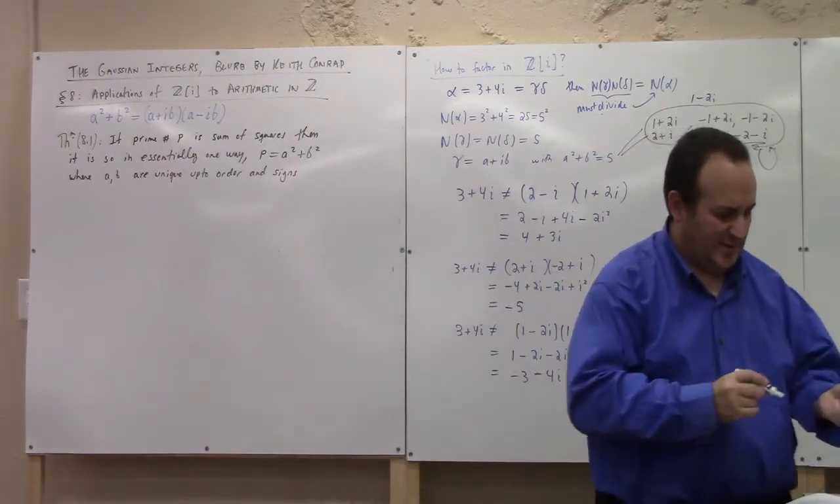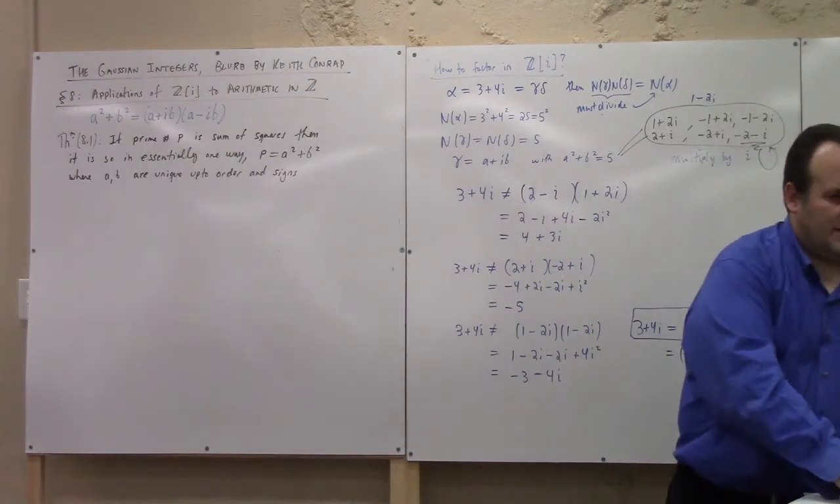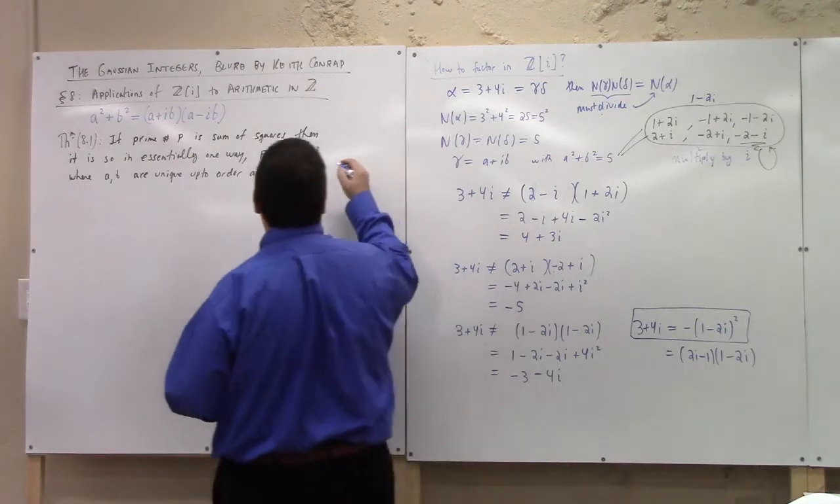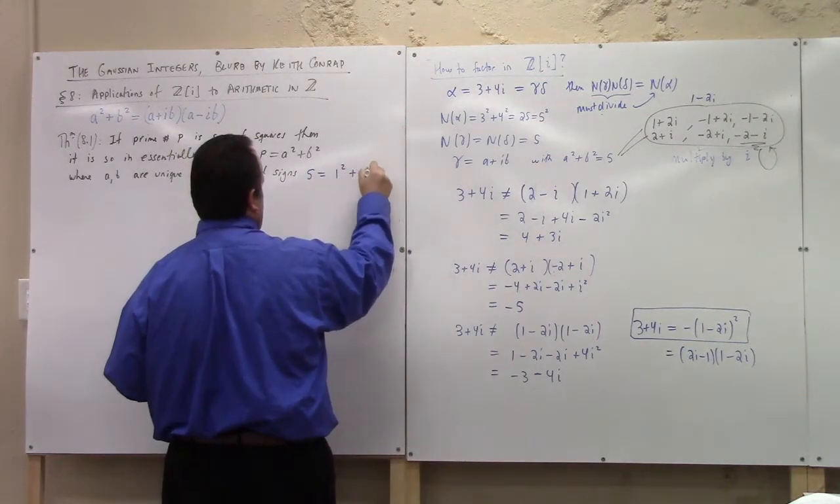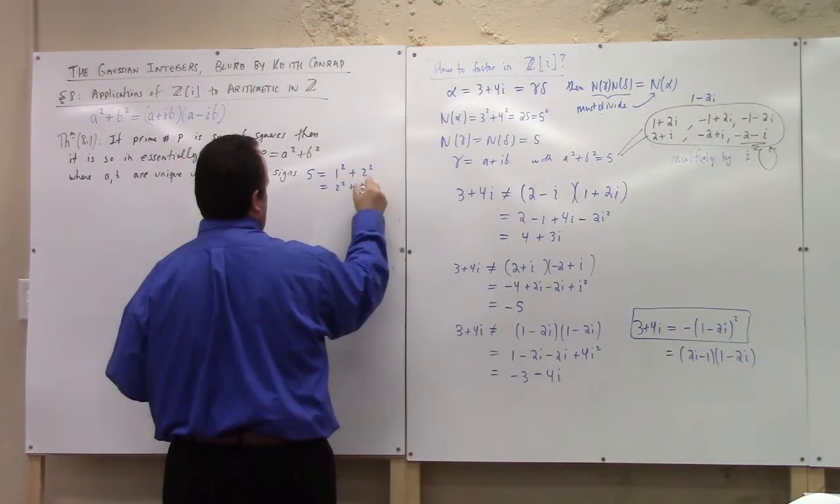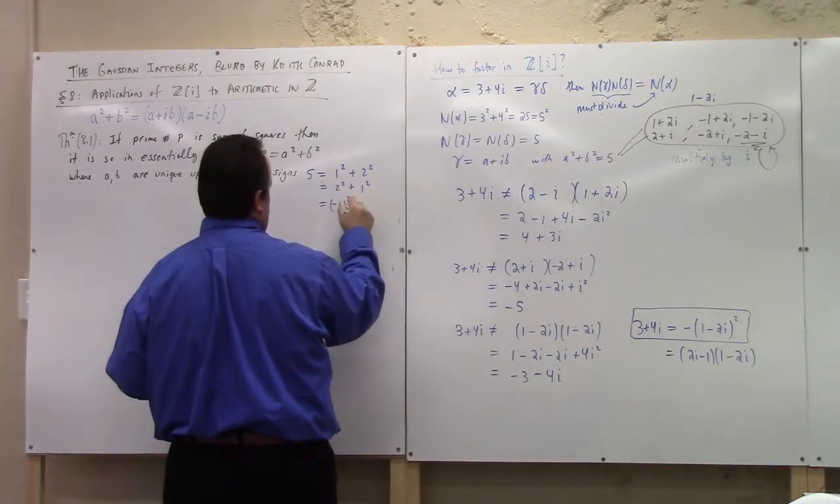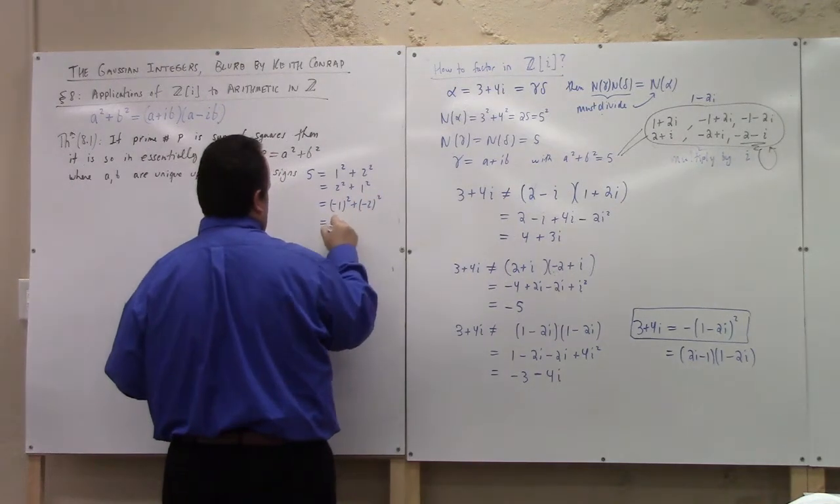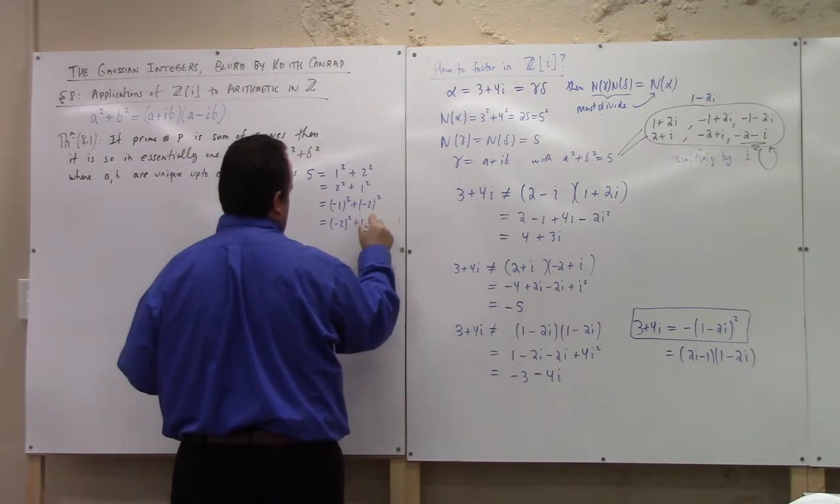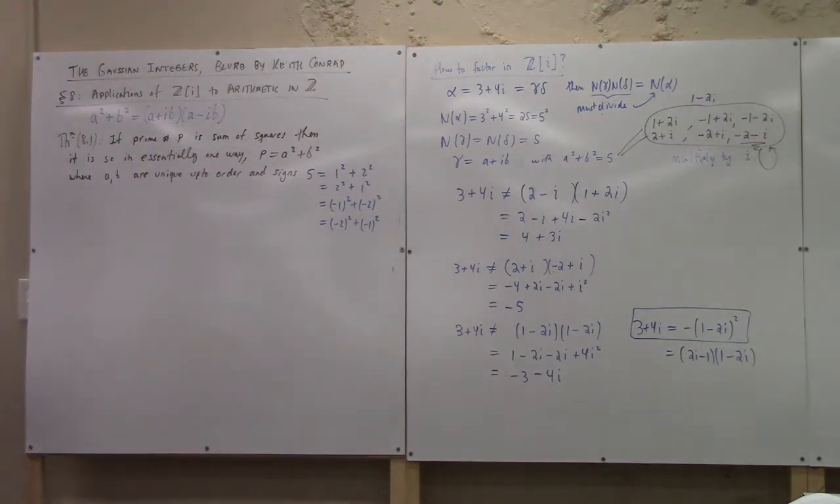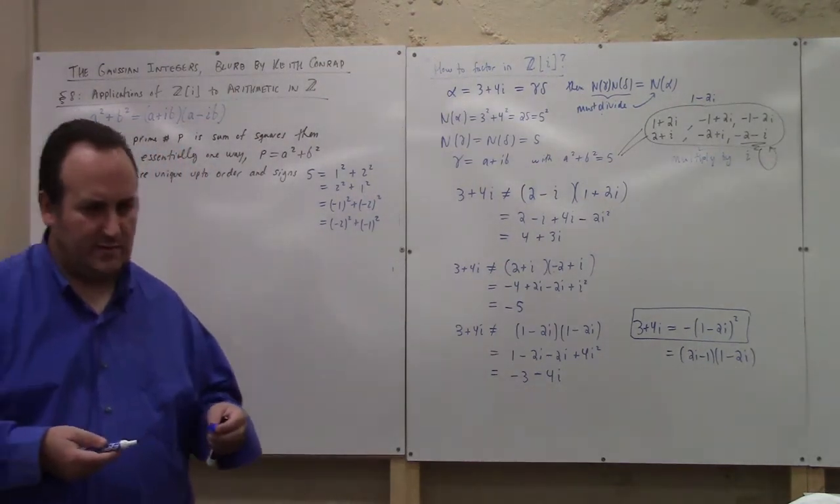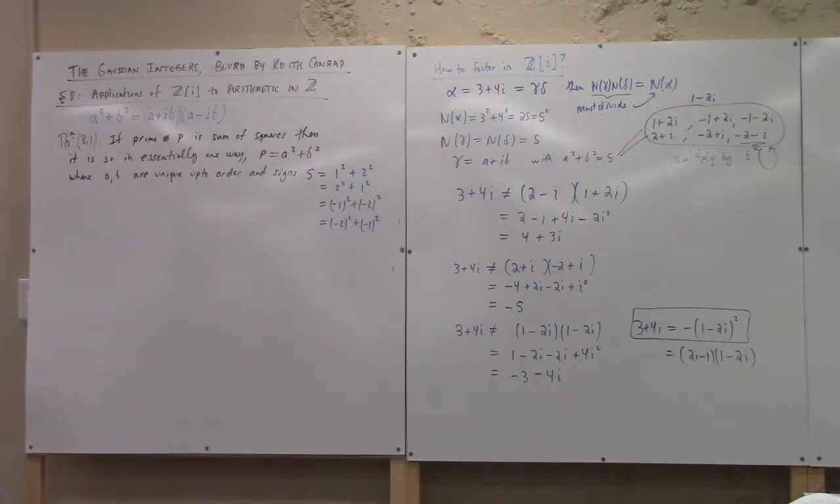Let me make it a little less mysterious. This uniqueness he's claiming. Let's just look at 5 for a second. 5 is equal to 1 squared plus 2 squared, right? It's also equal to 2 squared plus 1 squared. It's also equal to minus 1 squared plus minus 2 squared. It's also equal to minus 2 squared plus minus 1 squared. But that's it. So that's what he means by essentially one way. You see what he means? Does that make sense? Essentially is given meaning by the sentence which follows.